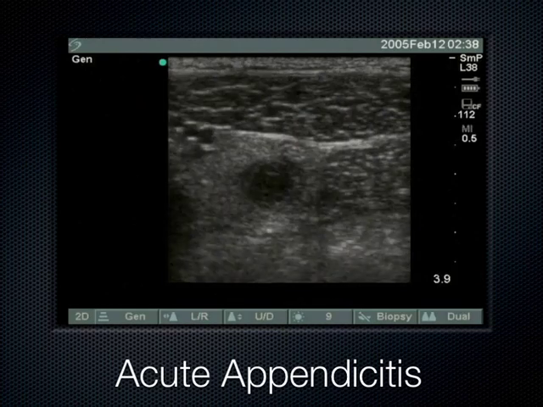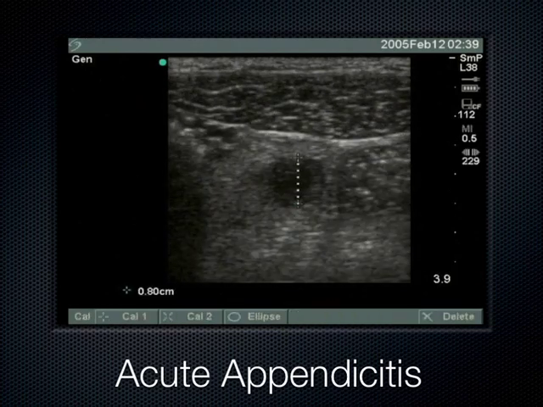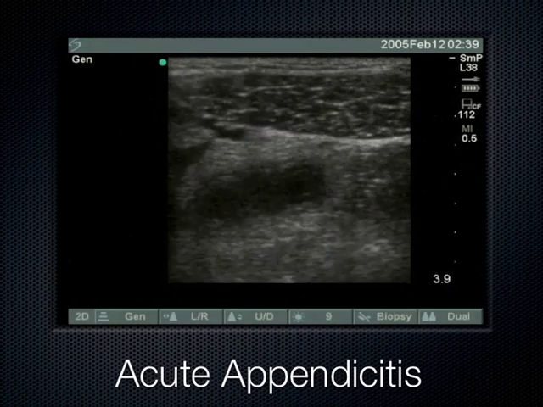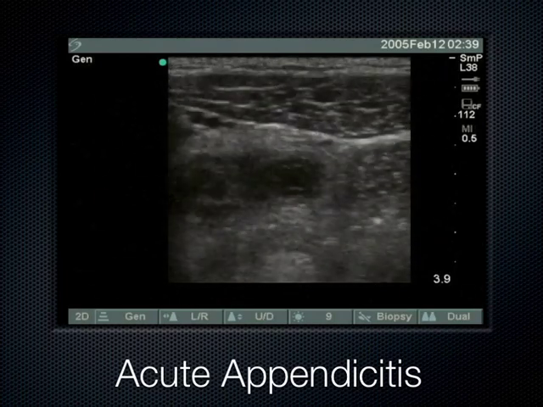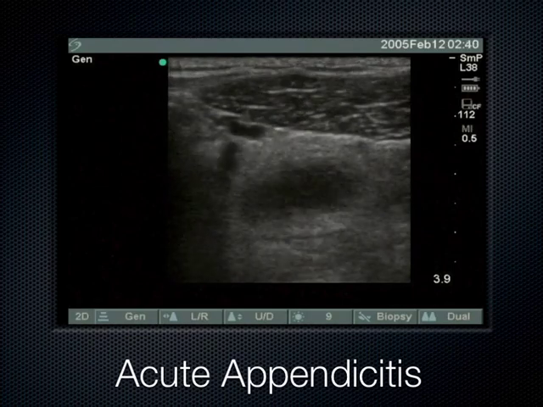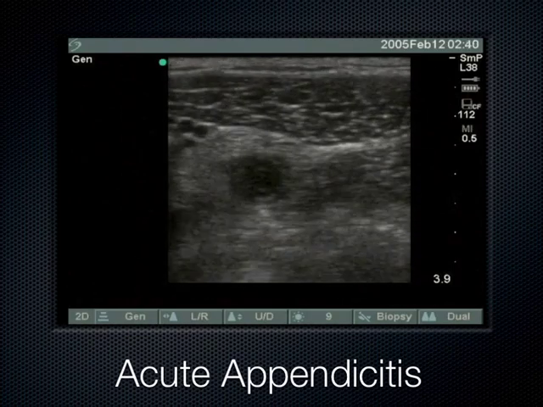This is the abdominal wall musculature here, and this blind-ended tubular structure right here that's non-compressible in the right lower quadrant, measuring 8 millimeters, is true acute appendicitis. And there's some psoas down here. We're squishing. Here's some part of the psoas here. There's another part down here. We're squishing the appendix up between psoas and abdominal wall musculature.